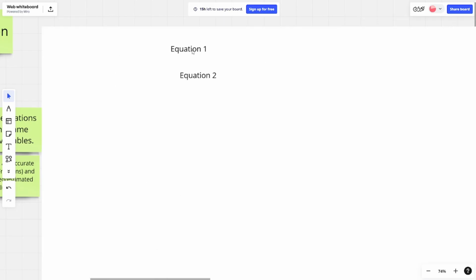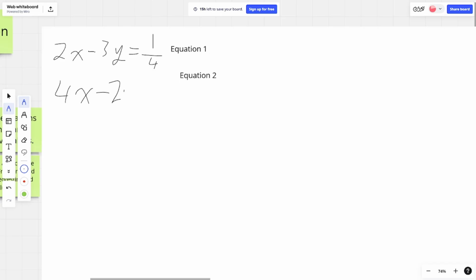Let's take a look at another set of equations. Actually, I want to keep these two. So we'll have 2x minus 3y is equal to 1 over 4. That's our first equation. And our second equation will be 4x minus 2y is equal to 1.